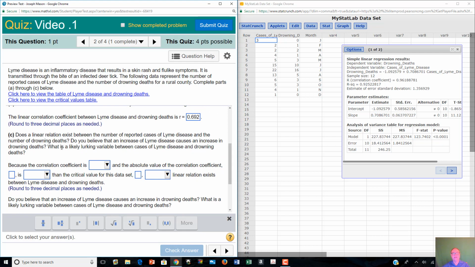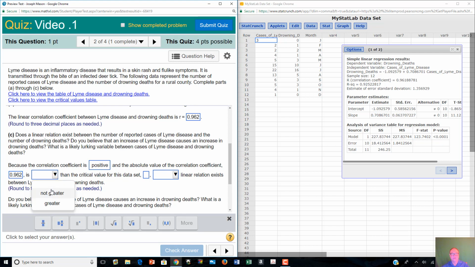Now C, does a linear relation exist between the number of reported cases of Lyme disease and the number of drowning deaths? Do you believe that an increase in Lyme disease causes an increase in drowning deaths? What is the likely lurking variable between cases of Lyme disease and drowning deaths? Because the correlation coefficient is positive, and the absolute value of the correlation coefficient is, wait a second, I got the wrong one up here. This is 0.962. So down here, the absolute value is 0.962.